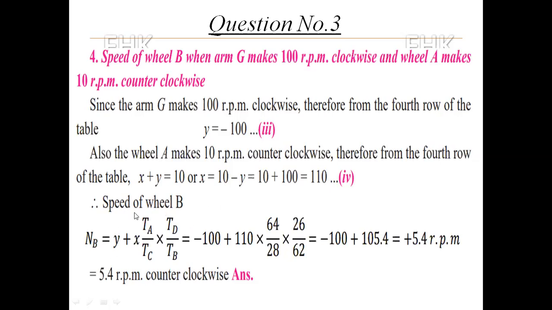So we have to find out the speed of B. The equation for the speed of B is y plus x times the number of teeth on A and D divided by the number of teeth on C and B. Putting the values of the number of teeth on A, B, C and D, y is equal to minus 100 plus x is equal to 110, and by solving this equation, we are getting the speed of B as plus 5.4 rpm. That means the speed of B is 5.4 rpm, and the plus sign indicates counterclockwise direction.